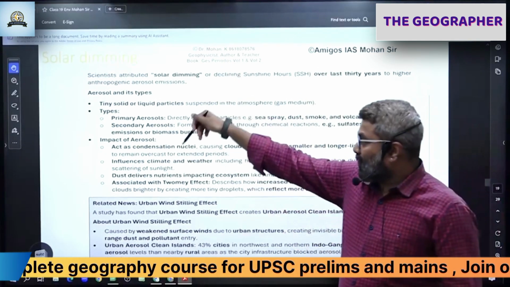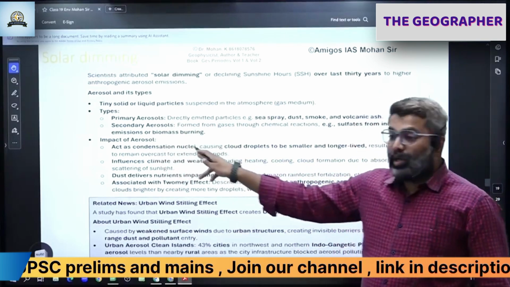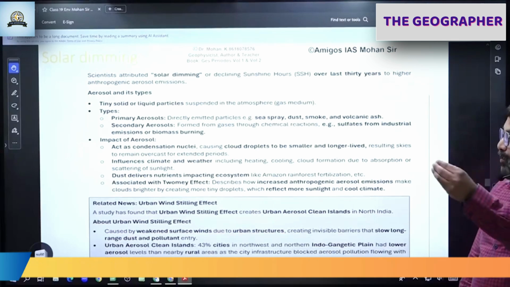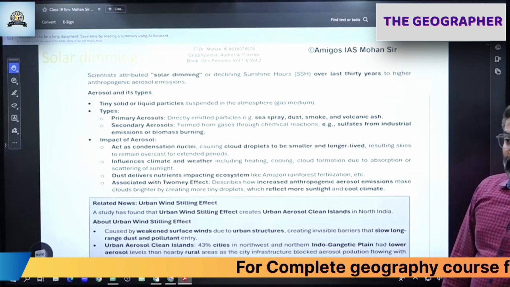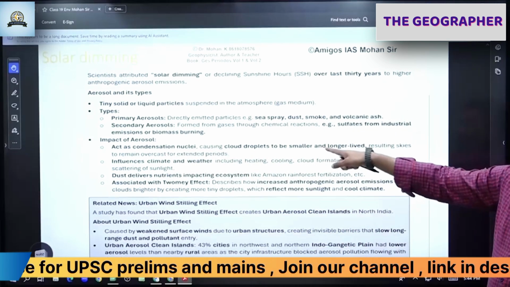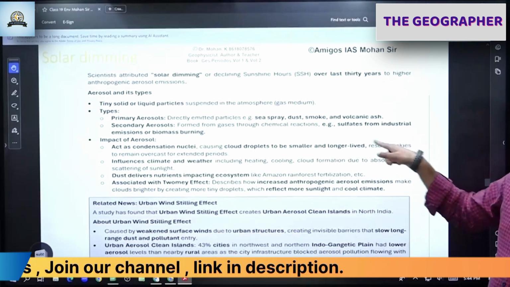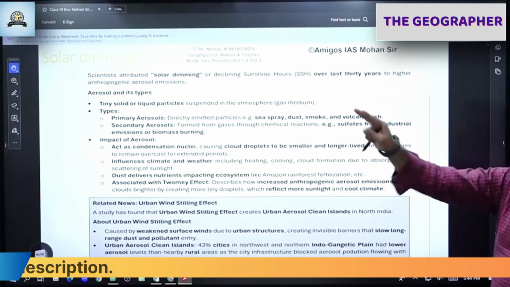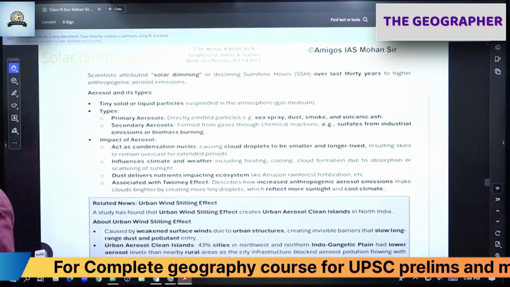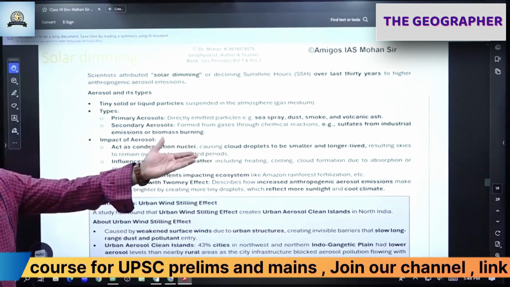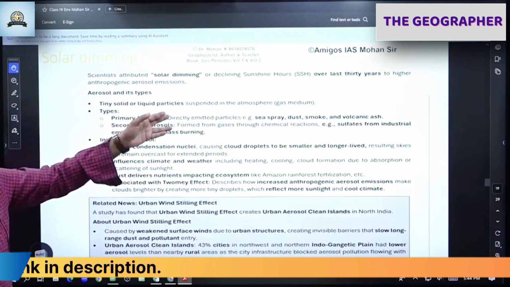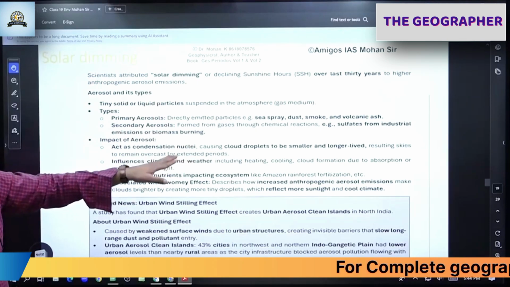Then also dust particles act as condensation nuclei. These dust particles are very important for condensation, causing cloud droplets to be smaller and longer lived, resulting in skies remaining overcast for extended periods. So more dust particles means what happens? More condensation, more cloudiness in the sky. That will also increase the albedo of the earth, and more rainfall. More rainfall means floods again. That is again another damage for us.